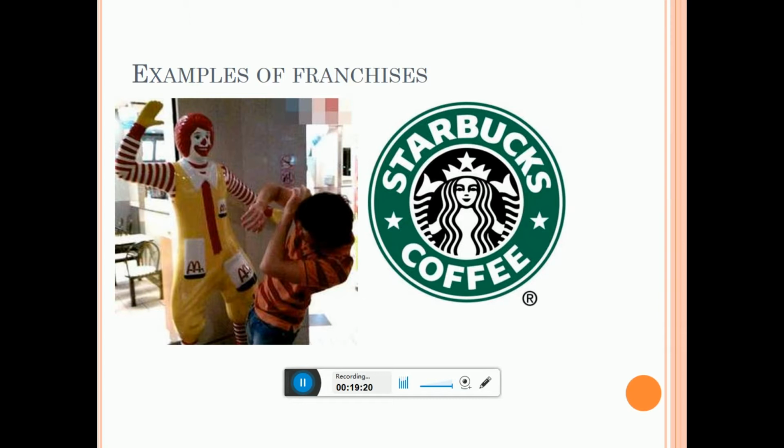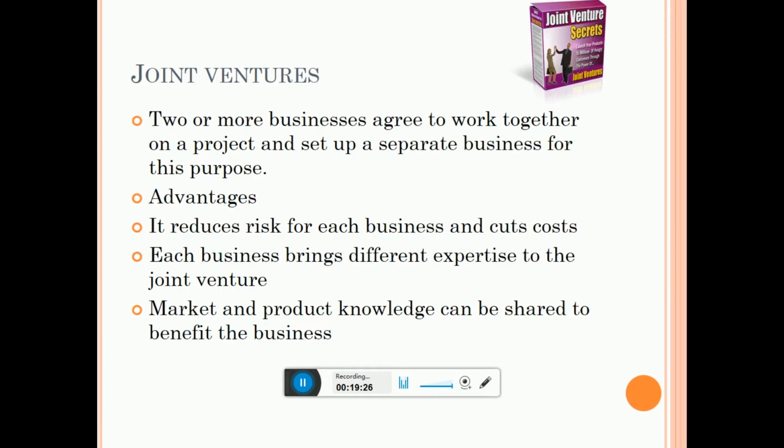These are the examples. The biggest example is McDonald's, as you can see, and the second example is Starbucks Coffee, which is also a franchise.